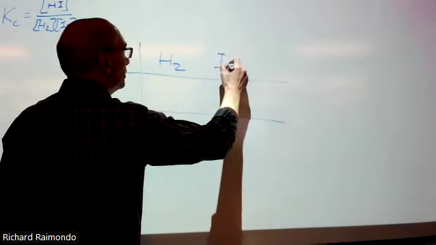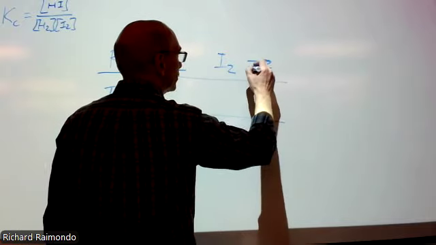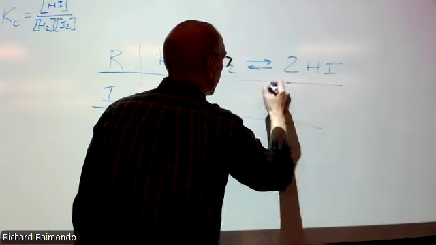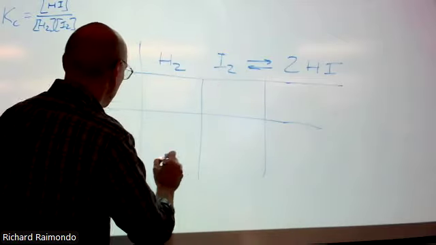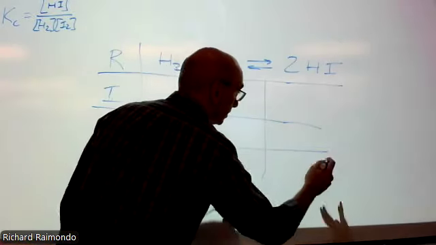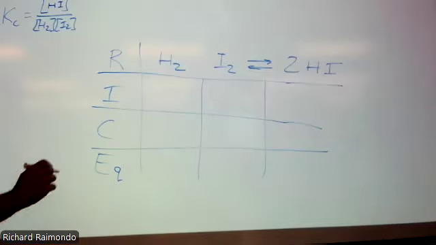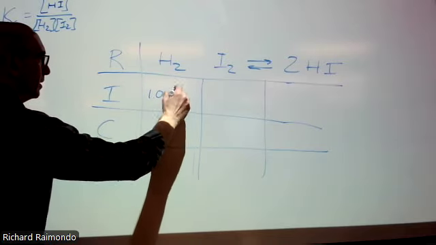H2, I2, reversible reaction to HI. And this is where the ice tables kind of start to shine because they let us get to equilibrium concentrations, which lets us get to this, or vice versa, go backwards. All right, so we said the initial concentration of hydrogen, if I wasn't mistaken, it was this.